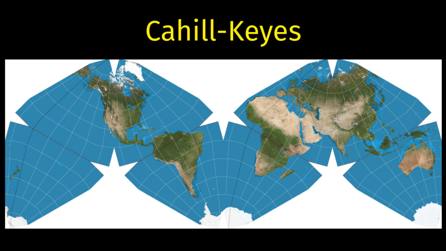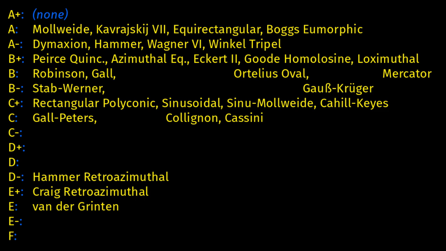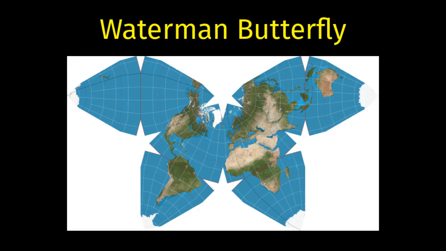Next, the Cahill-Keyes projection. I'm not very convinced by this. When you cut up a map this amount, I expect some very good results, and this projection doesn't deliver anything particularly stunning. C+ tier. Next, the Waterman Butterfly. So I do think this is a better adaptation of the Cahill concept. The equator at least turns consistently in one direction. I think it's still not enough though.